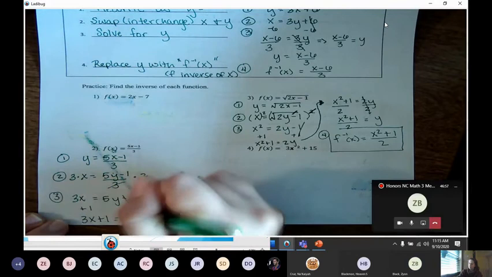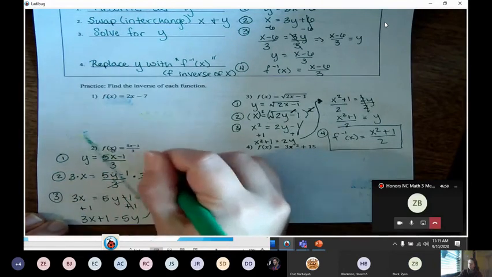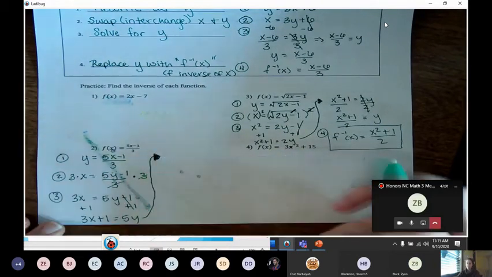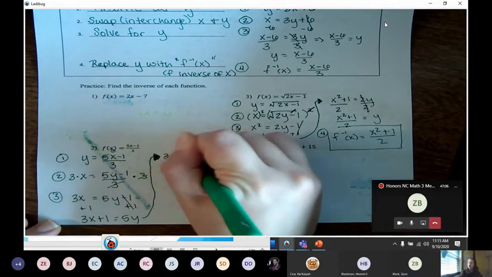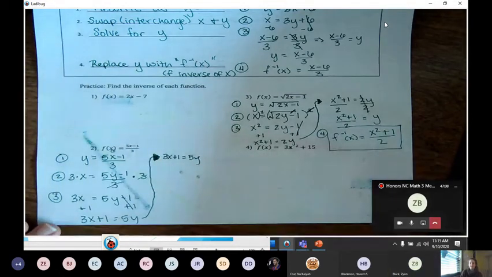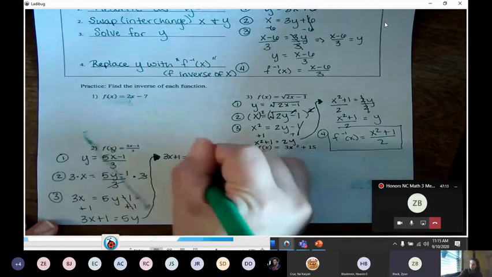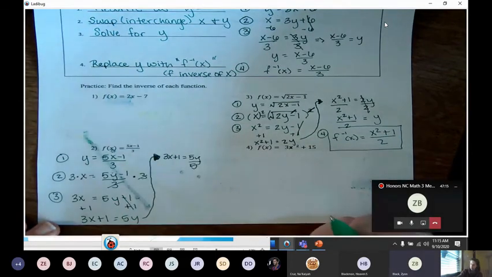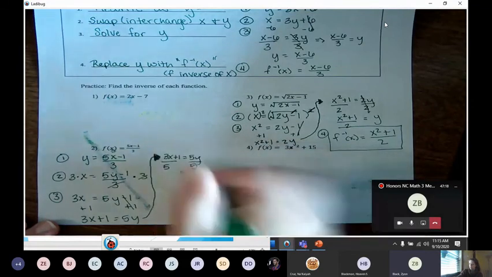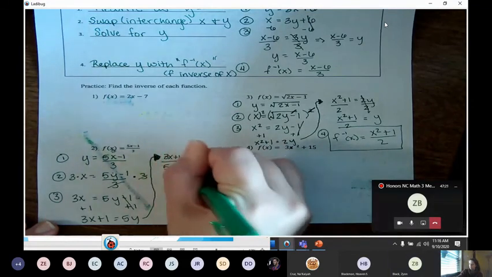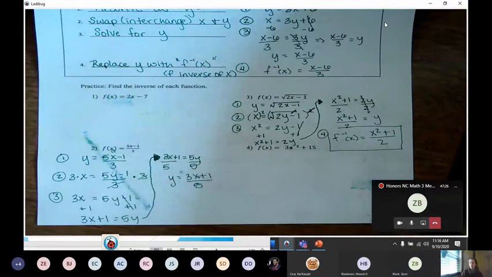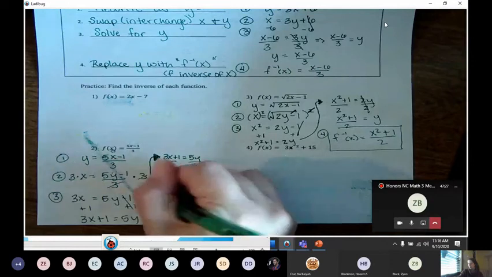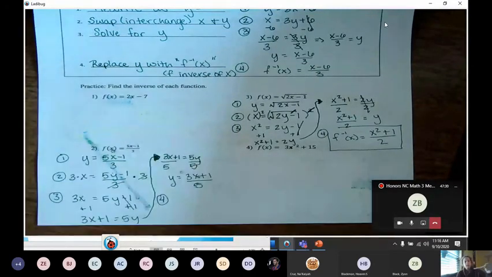I'm going to move this over here so that we have a little bit more space. So we had 3x plus 1 equals 5y. Now, what do I do to get rid of that 5, Zion? You've got to divide by 5. Do I do it just to one side? No, you've got to do it to both. Perfect. So I get that y is equal to 3x plus 1 divided by 5. Thank you very much, Zion. Excellent work.